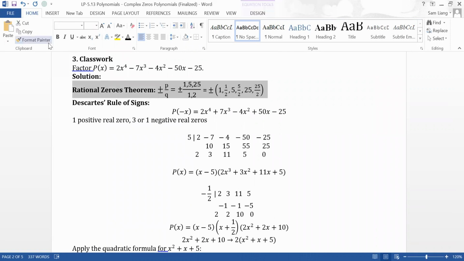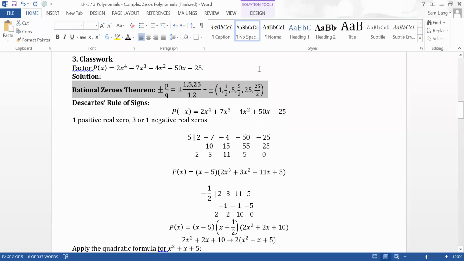Sure, I guess. The rational zeros theorem, you just divide 25 over 1 and 2. So you get 1, 1/2, 5, 5 over 2, 25, and 25 over 2. All right, very nice. Just to elaborate a little more, the numerators are the factors of -25, right? The constant term, and then q, those are the factors of 1 and 2, right? So we get these numbers as our possible rational zeros.